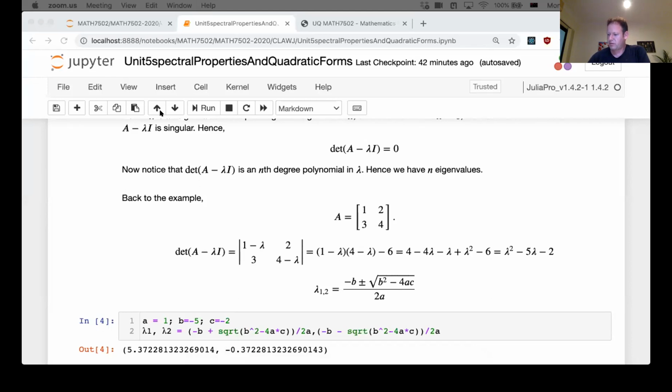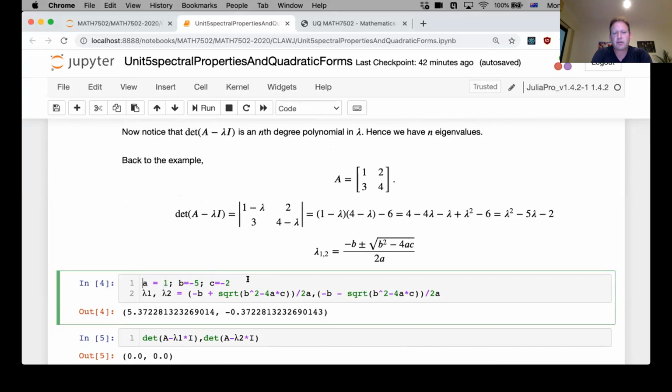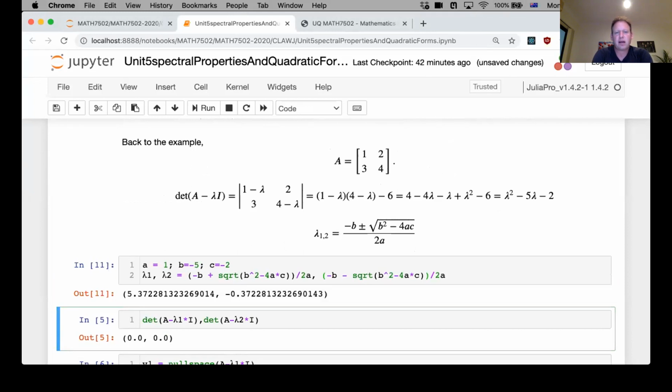Let's see if you could see this. Yes. Okay. So you see that's exactly what we did in the notebook. And in this case, I'm actually calling a, b, and c. I'm just solving the quadratic equation purposefully by hand. Well, sort of by hand. Negative b plus the square root, negative b minus the square root, okay? And you get the two eigenvalues.